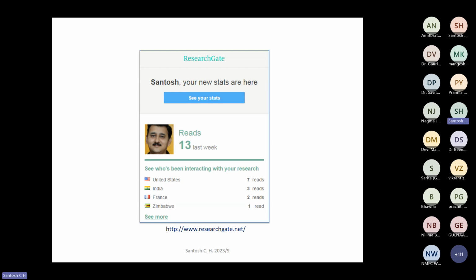And when I was talking about ResearchGate, ResearchGate is helping us get to know who is reading our paper, how many people are reading, and from where they are reading. So this statistics also helps us to know how I am performing really well.